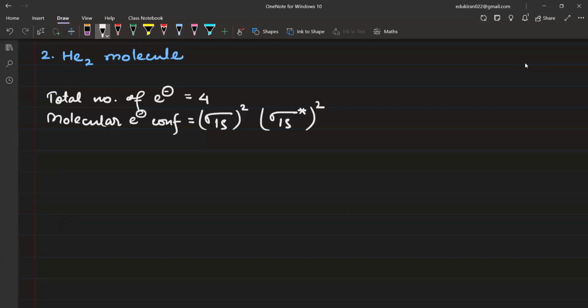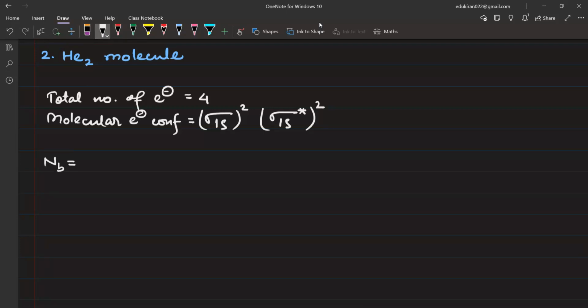Now what should we do next? Number of bonding. How much is the number of bonding? 0? What is this, BMO or ABMO? Let's do this too. Okay, don't worry, no problem. There are too many things to look at and remember. Okay, sigma 1s, BMO, ABMO.